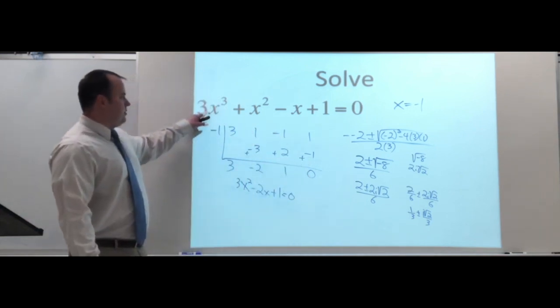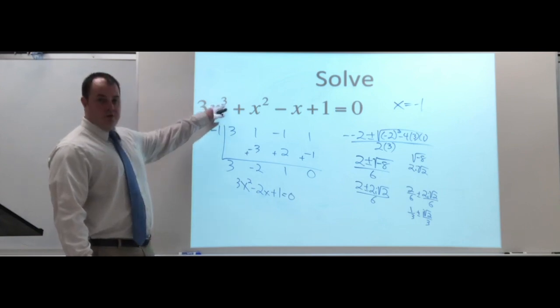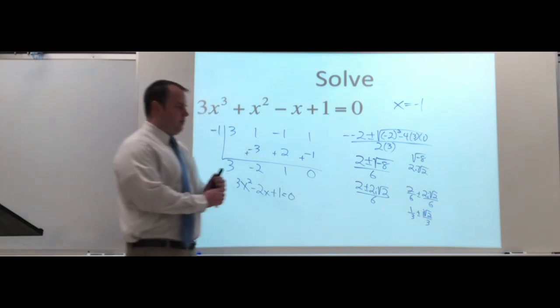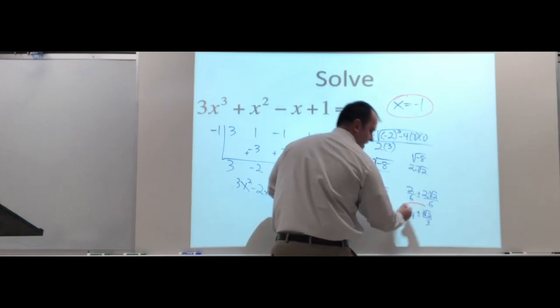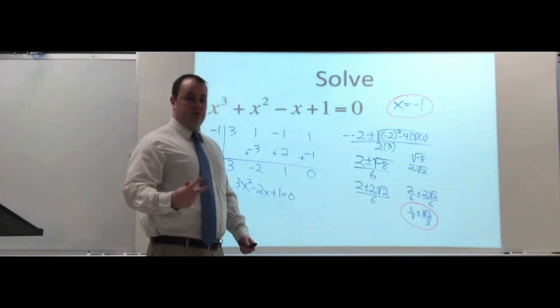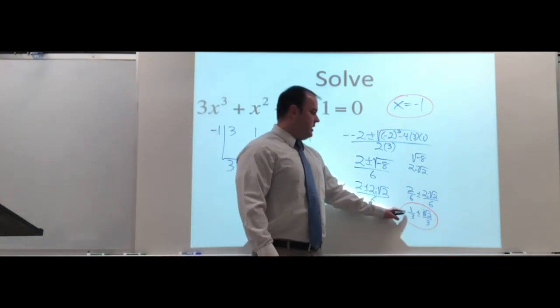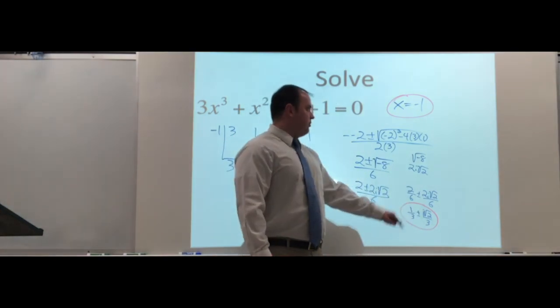Our original equation, 3x cubed plus x squared minus x plus 1, the degree was 3. So we should get 3 solutions. Okay? And we have our 3 solutions. We got our -1 up here. And that 1/3 plus minus i square root of 2 over 3. Remember, that's 2 solutions. It's 1/3 plus i square root of 2 over 3. It's 1/3 minus i square root of 2 over 3. So we have all 3 solutions.